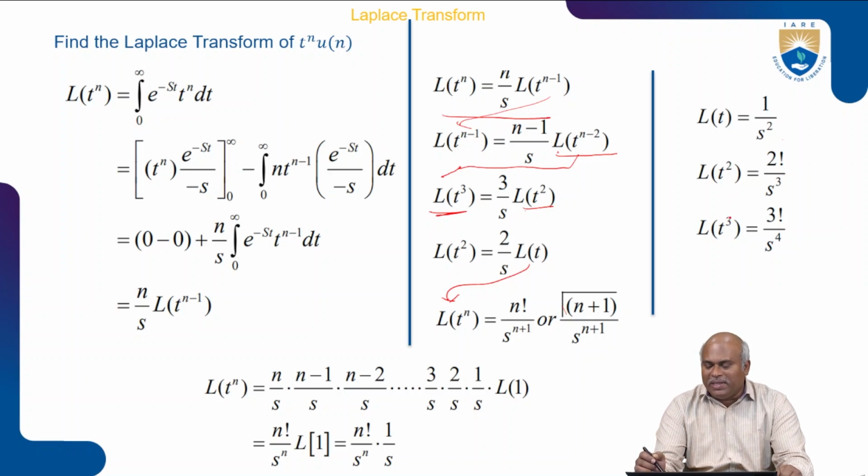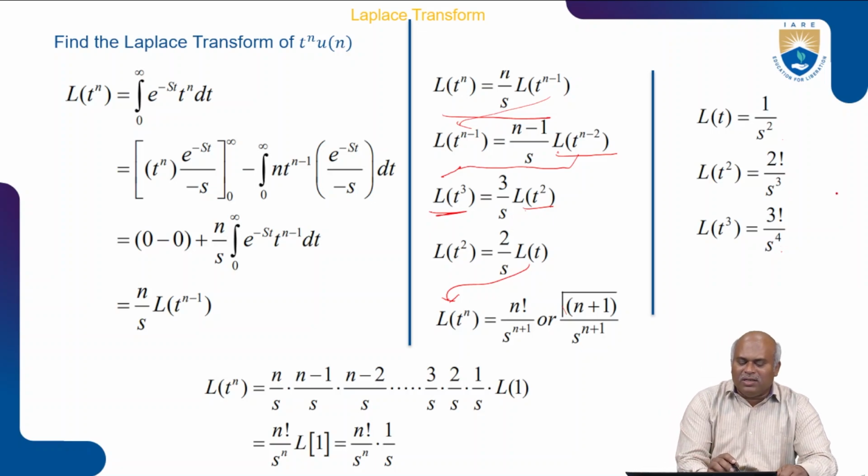Laplace transform of 3 is equal to 3 divided by s power 4. Okay, so now we should adapt these terms to here. So this is equal to t power n e power minus st divided by minus s, limit 0 to infinity, minus integration of 0 to infinity n t power n minus 1 e power minus st divided by minus s dt. Then if we substitute for both terms, it gets to 0.